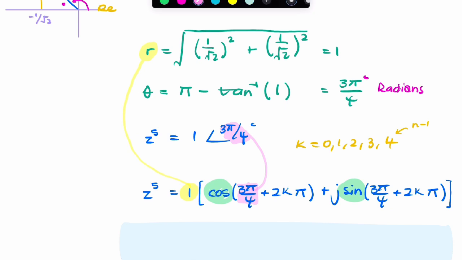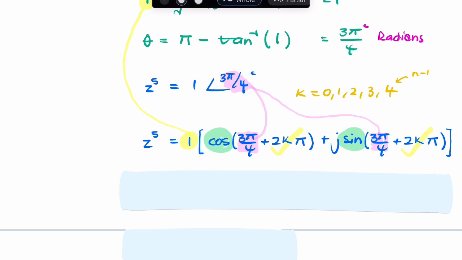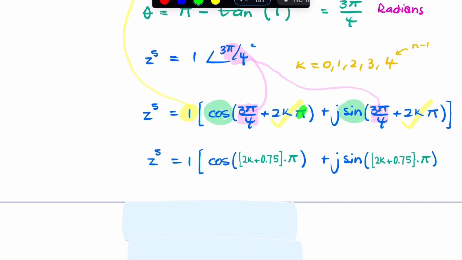So we would do the same for the sine. This would be our theta, and we simply add multiples of 2 pi. And we can simplify that a little bit by taking pi as a common factor, replacing 3 over 4 with 0.75 if the question requires it in decimals, and that's your 2k. Now, depending on the question, you might be asked to use n or m instead of k, but that's fine. And it's exactly the same for the sine. So this 1, you'd write there. You've got your cosine, you've got your sine, and remember, you've got your j. So that's z to the power 5.